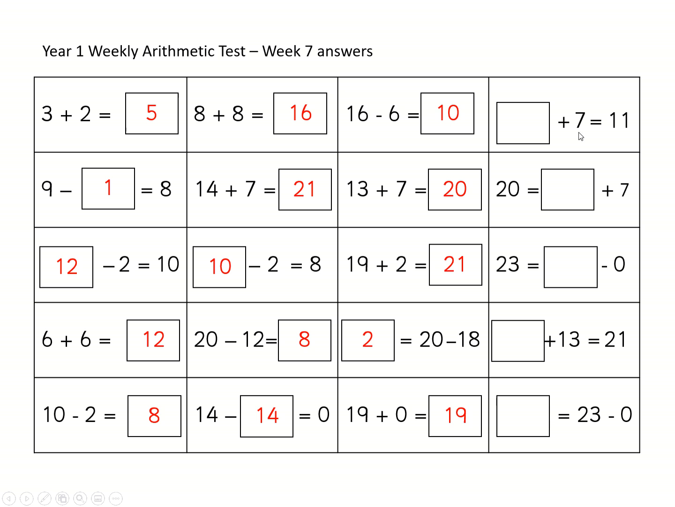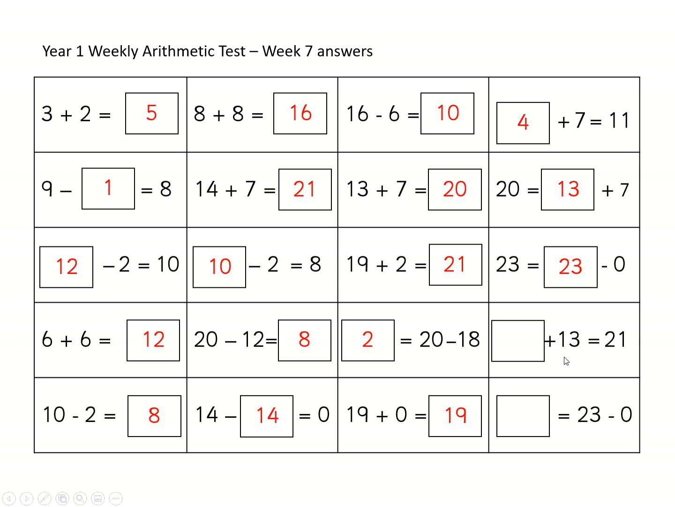What do you add to 7 to get to 11? Counting on would be 4. What do you add to 7 to get to 20? It's number bonds. In fact, it's the same as this one here, so it's 13. 23, bigger number, but doesn't matter. If you take 0 from something, it stays the same. So it's going to be 23 minus 0 equals 23.